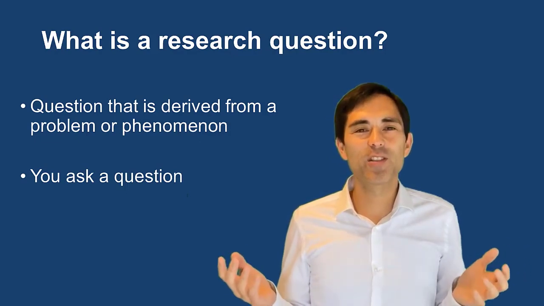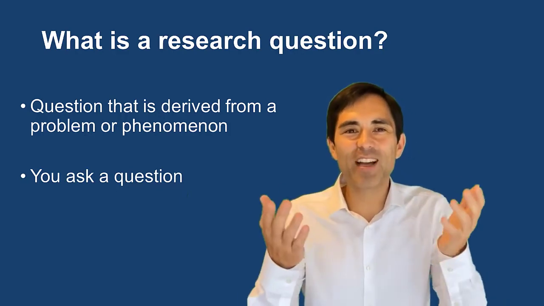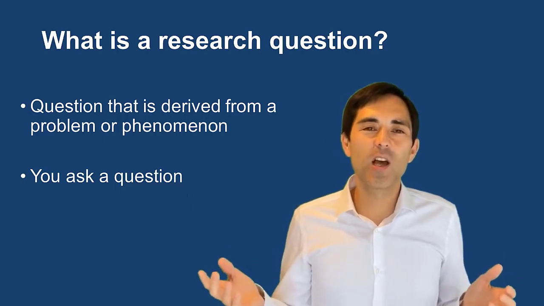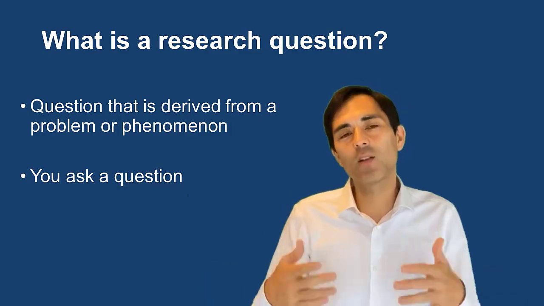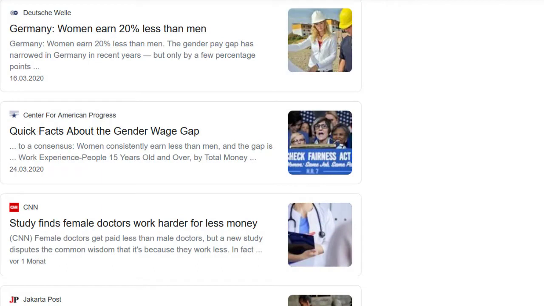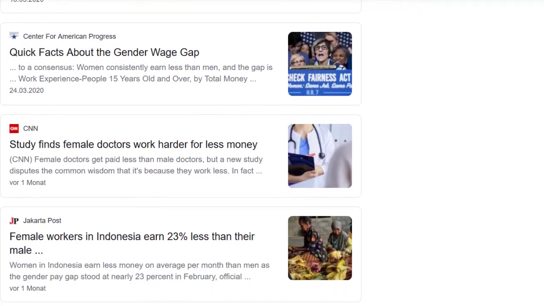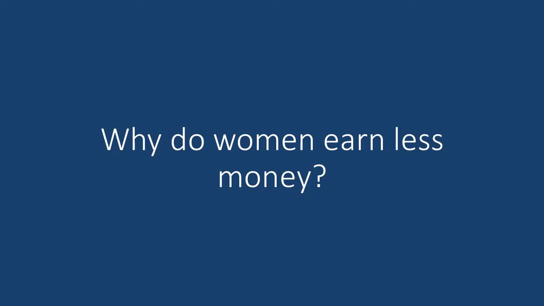What is a research question? Essentially, a research question is based on a problem or phenomenon that we have observed. And you ask a question. And as silly as it sounds, you ask a question such as what, why, how, and so forth, ending with a question mark. And then, of course, you would like to try to find an answer to that. I gave you this example before. We know in most countries women earn less money than men. A research question could be, why do women earn less money? And then you can study it.